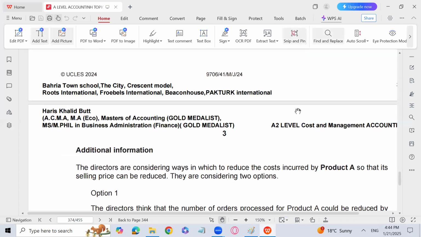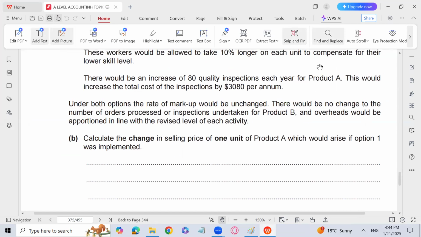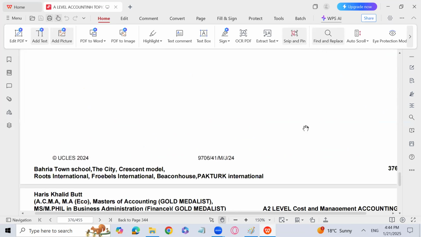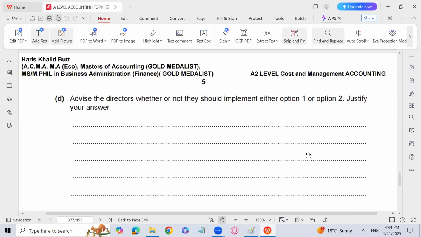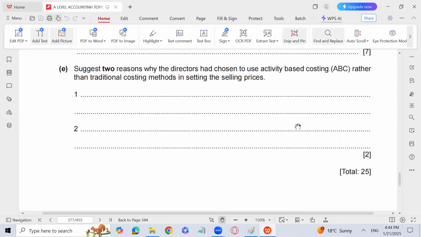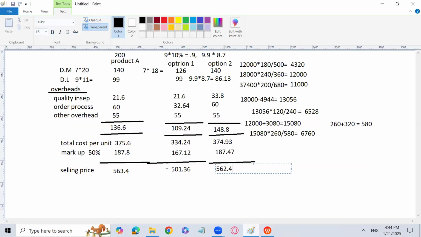So let's see what is the question. The change in selling price of 1 unit of product A, which would arise if option 1 was implemented, or if option 2 was implemented, and advise the director whether or not they should implement either option 1 or option 2. Justify your answer. So obviously we have discussed that in detail, because you have to take each particular point in discussion regarding the decision, and difference you will take.